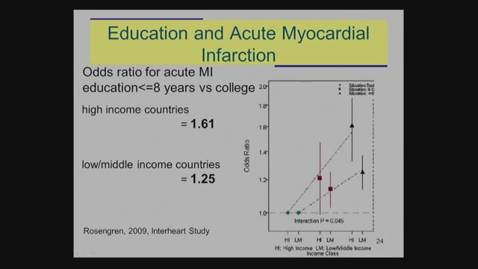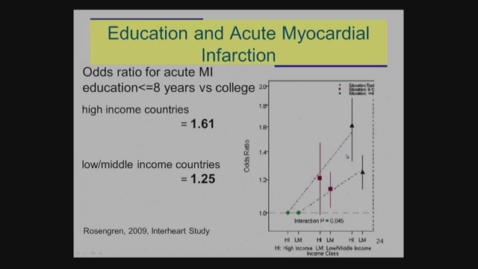So in high-income countries, essentially the lowest education group, which are people with less than or equal to 8 years of schooling, have 61% higher odds of acute MI compared to people in the highest education group in the high-income countries, who are people with college or more educated, so at least some college or more. So you can see this very strong gradient in acute myocardial infarction across a very large set of high-income countries.